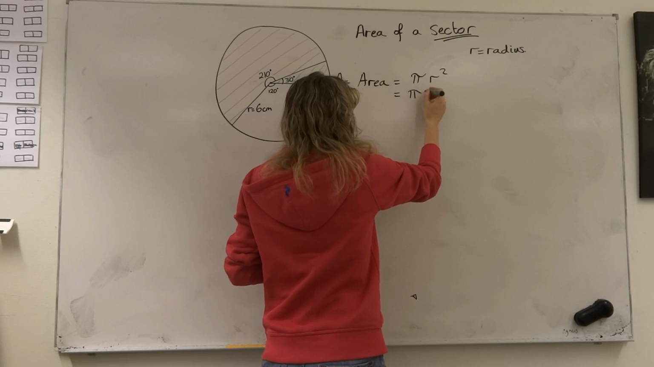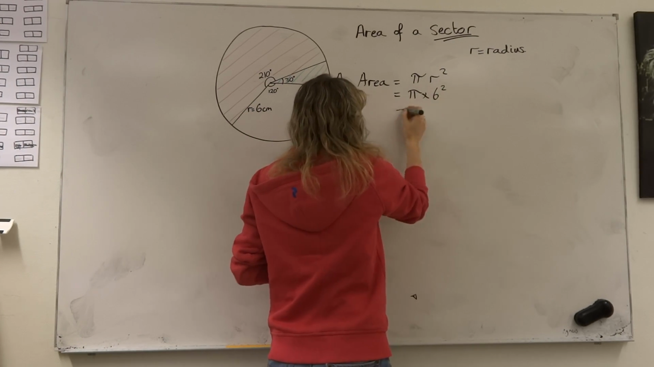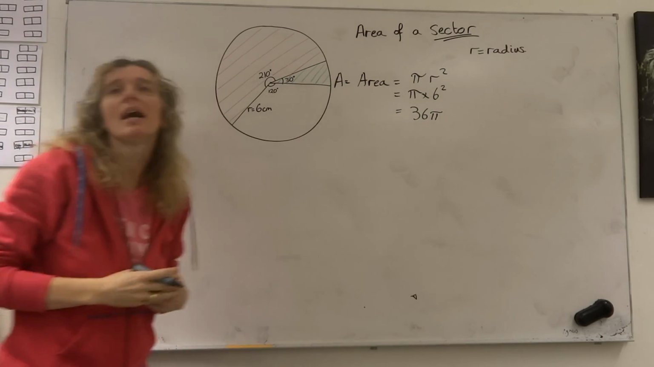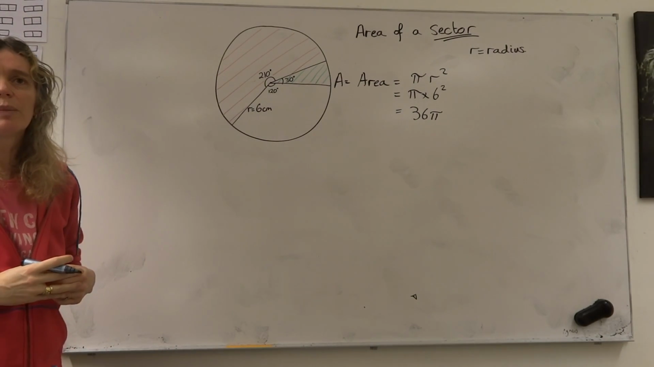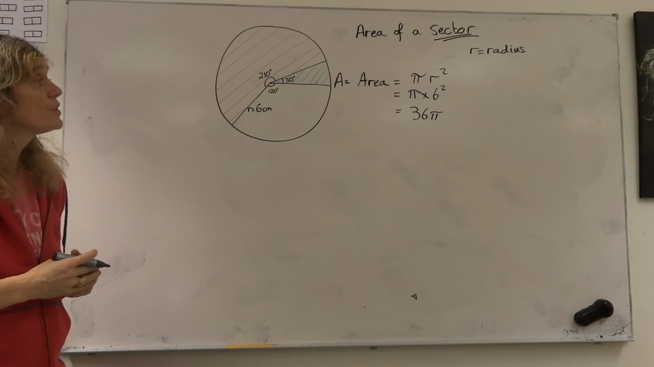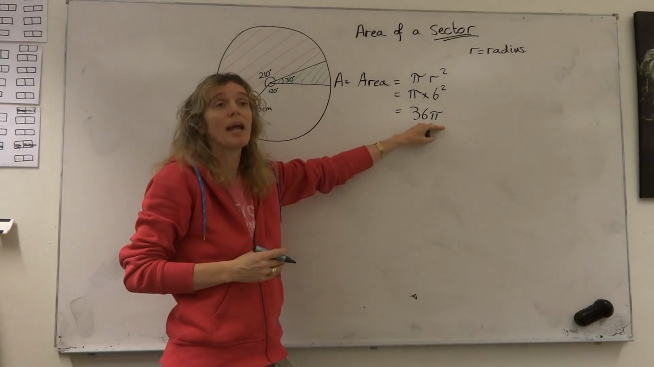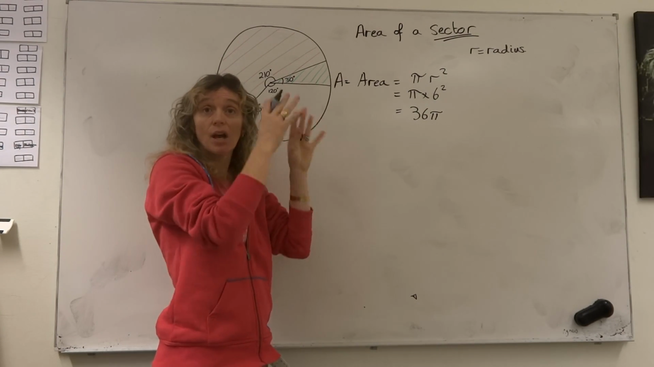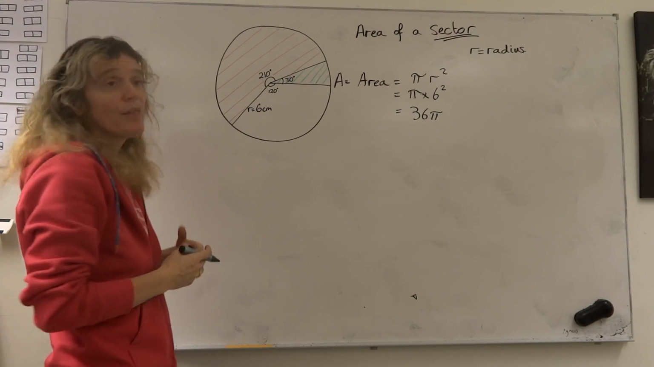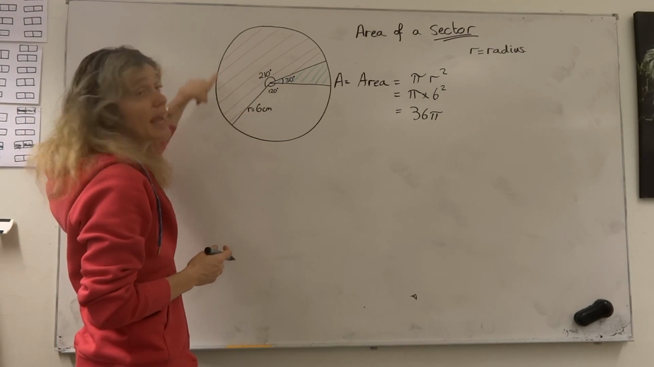We'd get pi times 6 squared, which would be 36 lots of pi. And it's actually quite nice to keep it in pi as long as possible, because then you don't approximate too early. So if you start using your algebra skills and keep pi as though it's a letter, the letter x, as long as possible. Right, but the question here is, what are the areas of these different sectors?